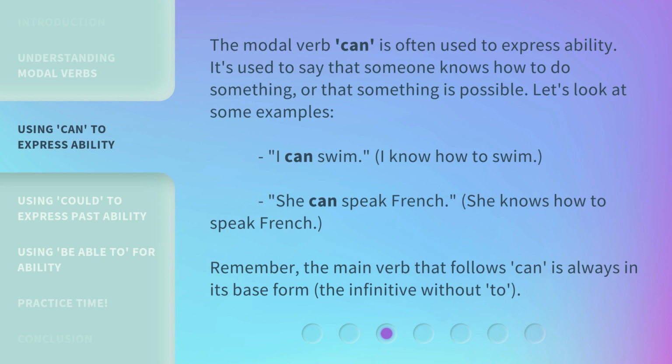The modal verb can is often used to express ability. It's used to say that someone knows how to do something, or that something is possible. Let's look at some examples. I can swim. I know how to swim. She can speak French. She knows how to speak French. Remember, the main verb that follows can is always in its base form, the infinitive without to.